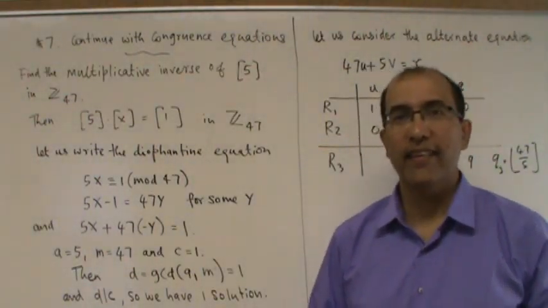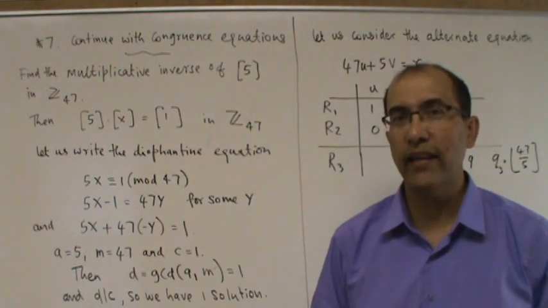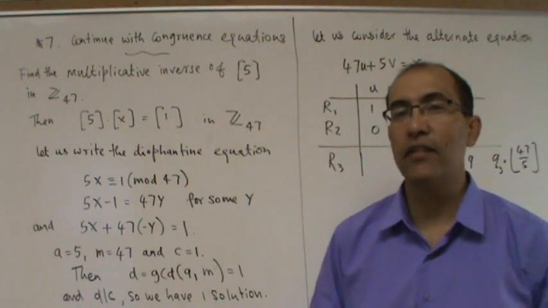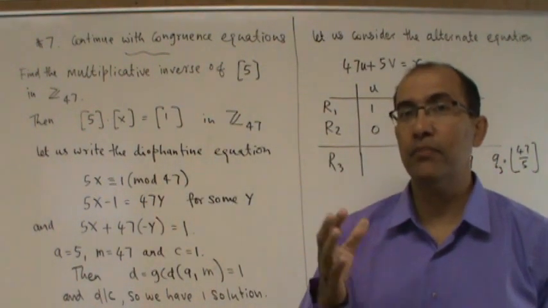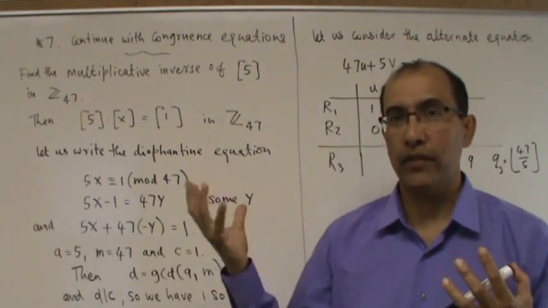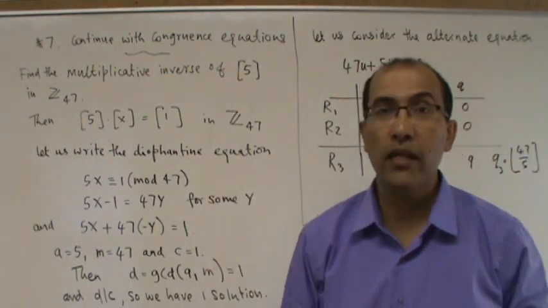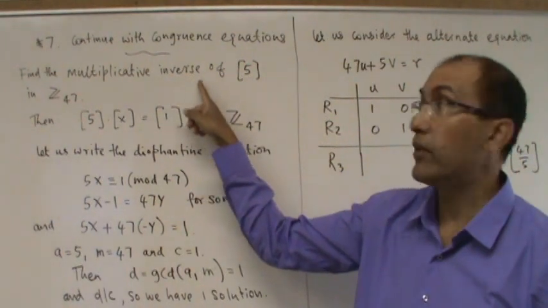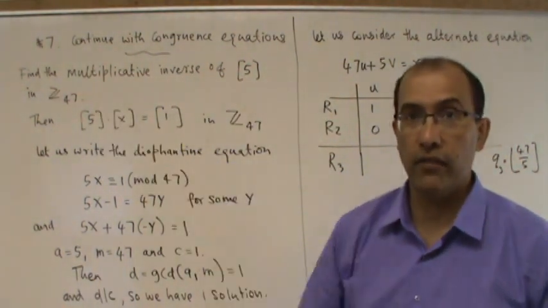Welcome back. We start our next lesson today, and we are going to revisit congruence class equations and do a few more examples before we move on to the next topic. So it will be familiar to you again. The first problem I have chosen is to find the multiplicative inverse of 5 in modulo 47.